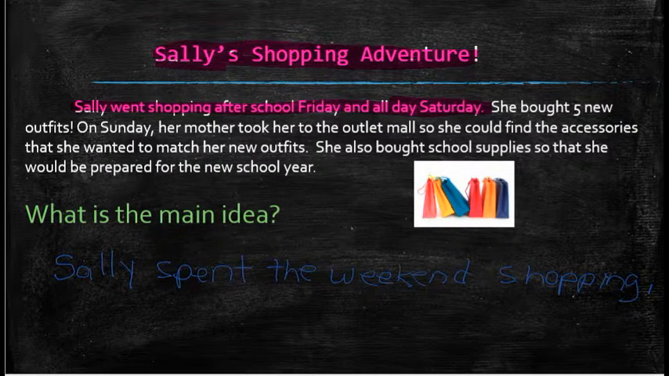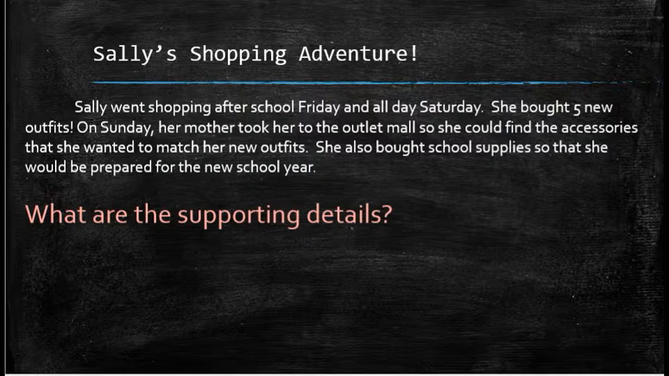So let's look through the text again and see if we can highlight and use a different colored highlighter this time. So you should have had 2 different colors. So Sally's Shopping Adventure. Sally went shopping after school Friday and all day Saturday, and we used that sentence to find our main idea. But let's look at our supporting details. So we know that she bought 5 new outfits.